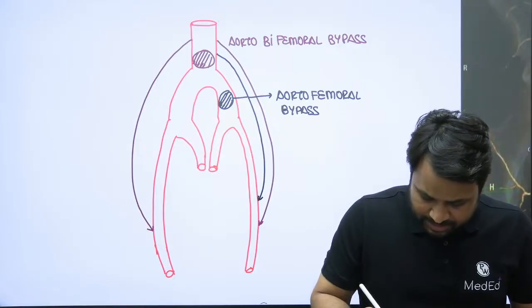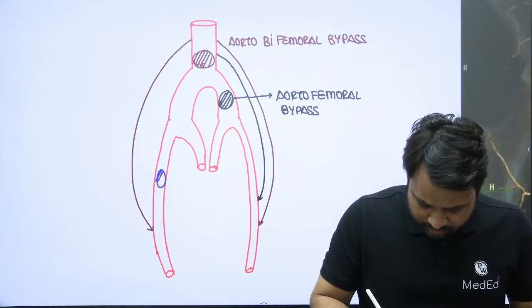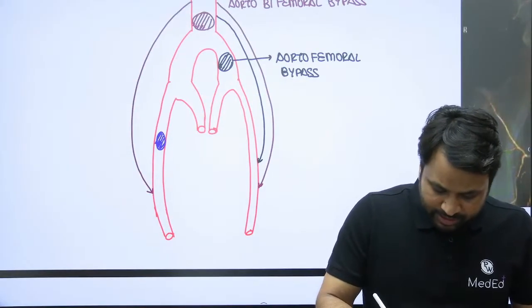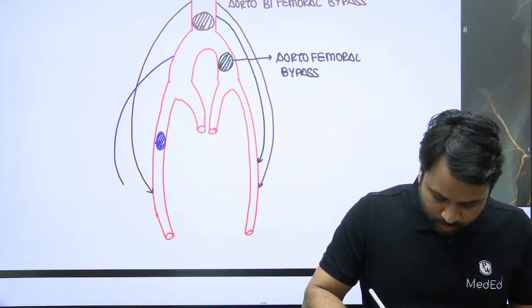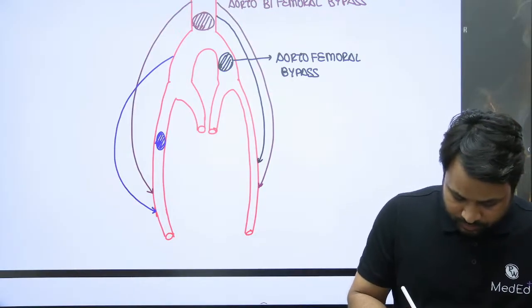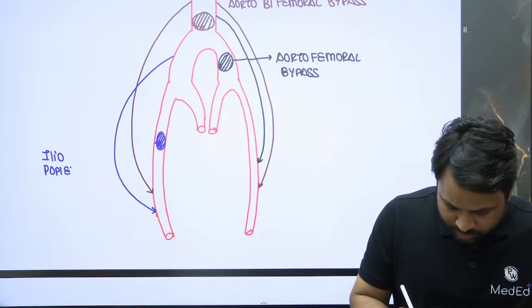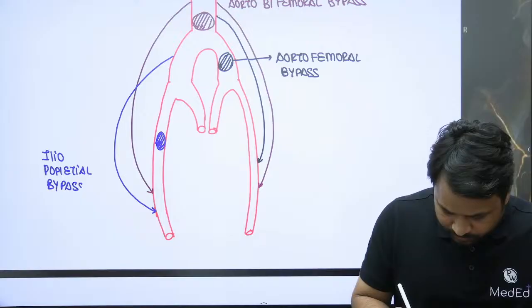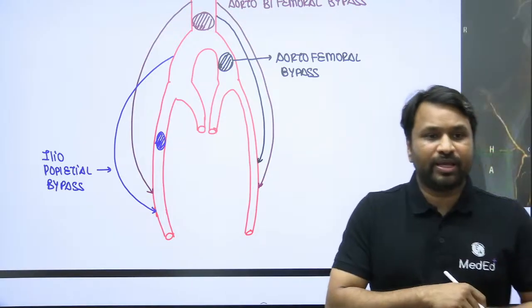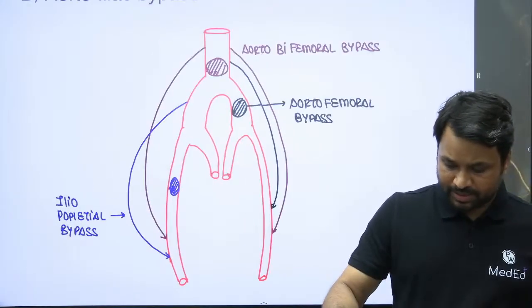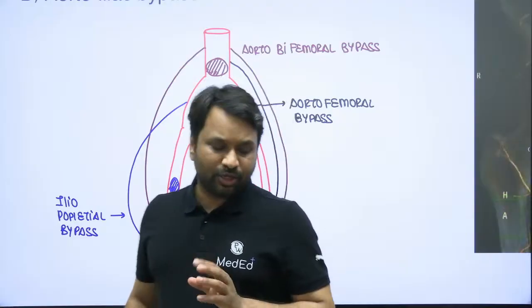If it is present at the femoral artery, then it is going to be an iliopopliteal bypass. This is going to be your iliopopliteal bypass. Okay. So these are the sites of bypasses that you're going to create.